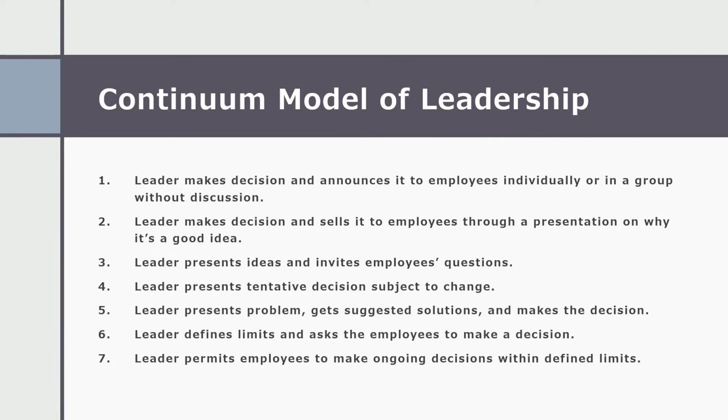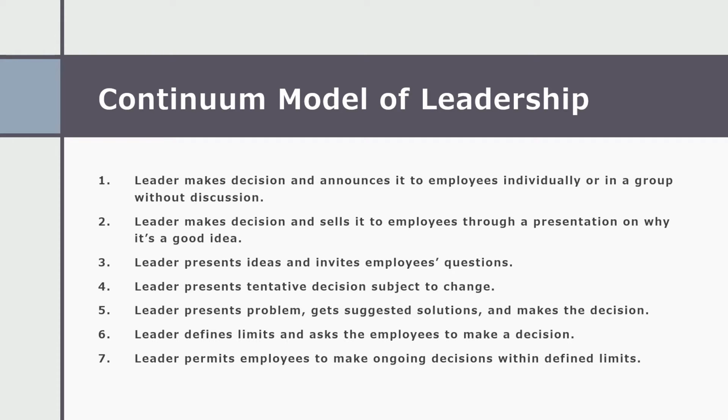At the extreme left of the continuum is autocratic style. At the extreme right is participative style. Number 1 is at the extreme left and is most autocratic, and number 7 is at the extreme right and is most participative. Number 4 is at the midpoint between autocratic and participative.